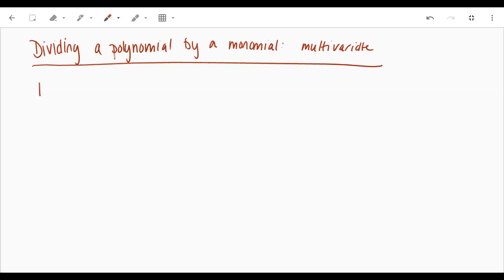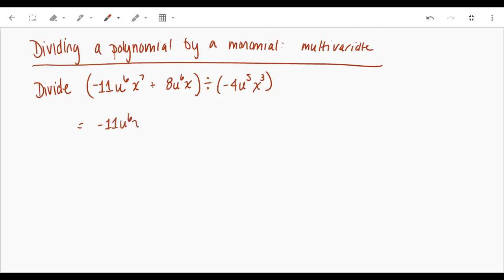Okay, so this one we want to divide negative 11 u to the 6 x to the 7 plus 8 u to the 6 x, divided by negative 4 u to the 5th x cubed. So it looks super complicated. It's not bad. What you have to do is keep in mind that this would be negative 11 u to the 6 x to the 7 plus 8 u to the 6 x over negative 4 u to the 5th x cubed.